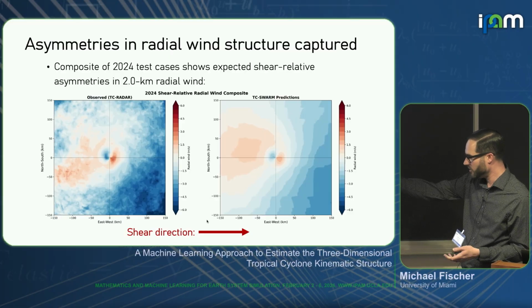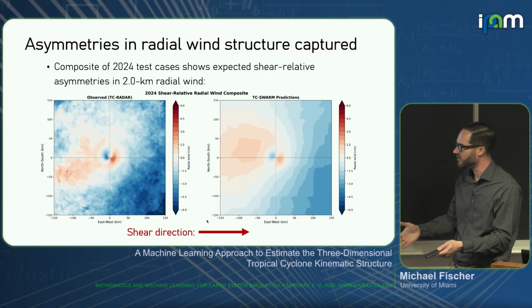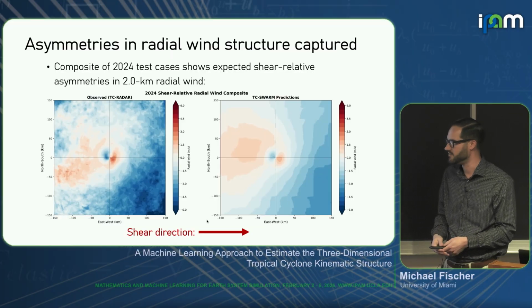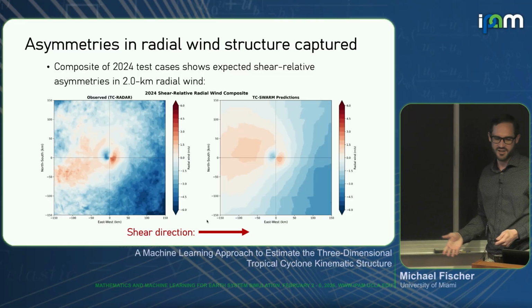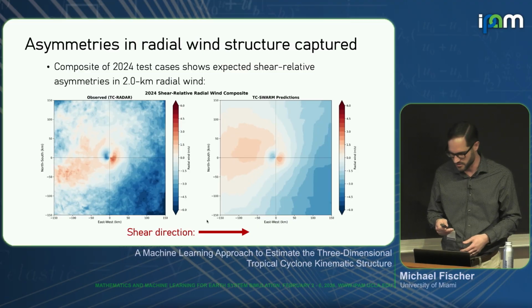And we can see pretty good agreement here, where we know in the low levels of a hurricane, we expect to see more inflow in the downshear region of the storm. And we see that from both observations and in the TC Swarm. So it's reproducing physically consistent asymmetries in the wind structure.